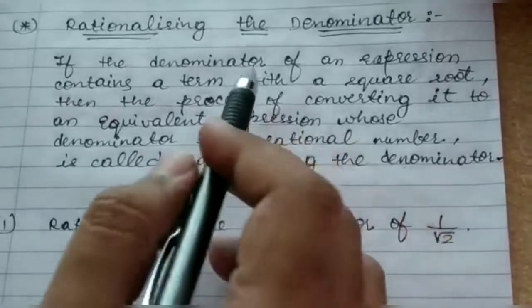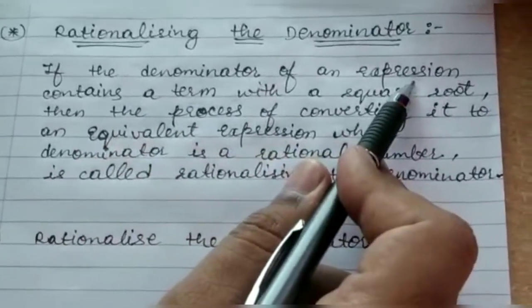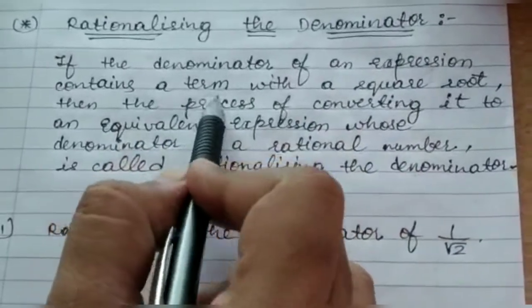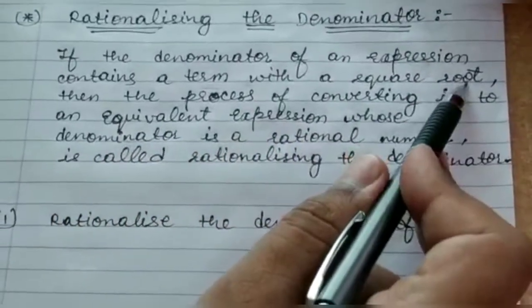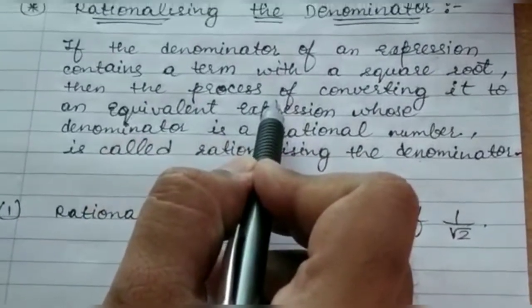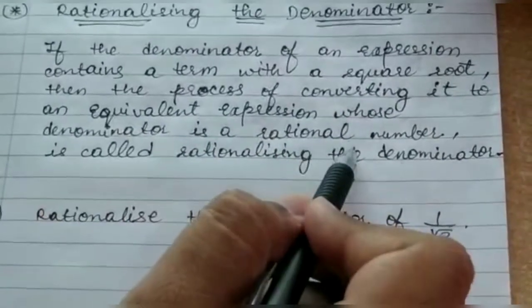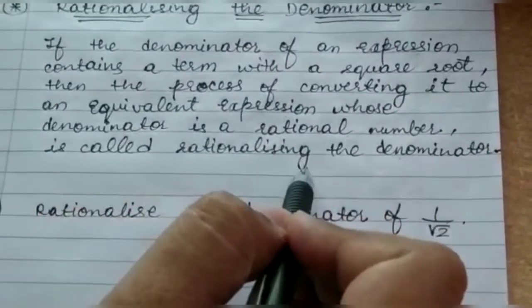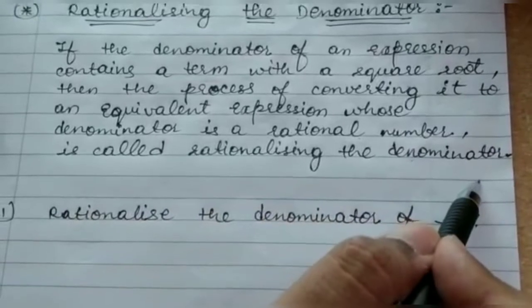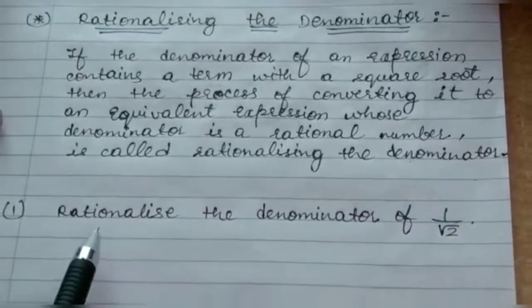Once again I repeat what they are trying to say. If the denominator of an expression contains a term with a square root, then the process of converting that into an equivalent expression whose denominator is a rational number is known as rationalizing the denominator. I will try to explain this with the help of an example.